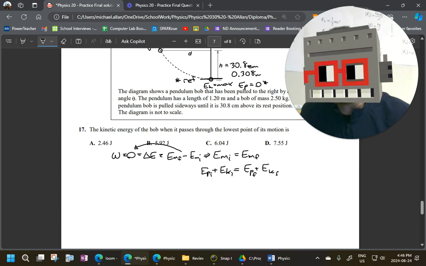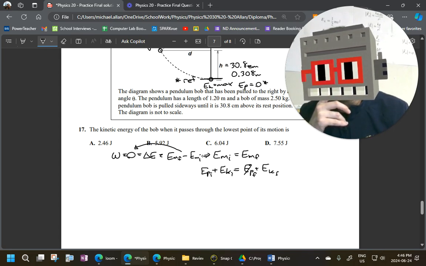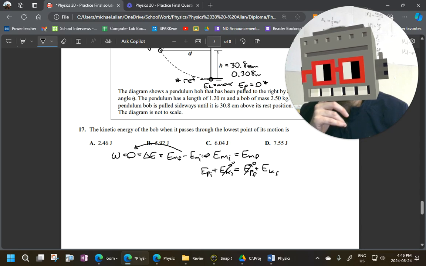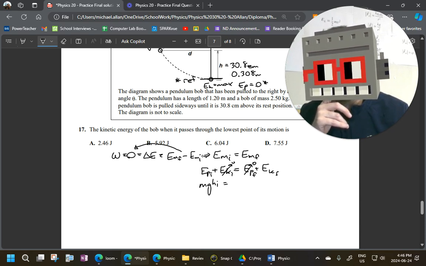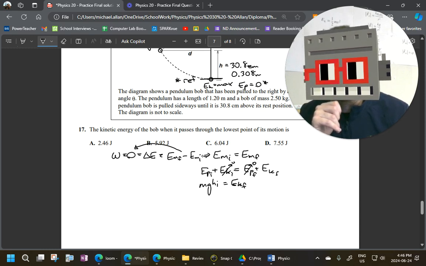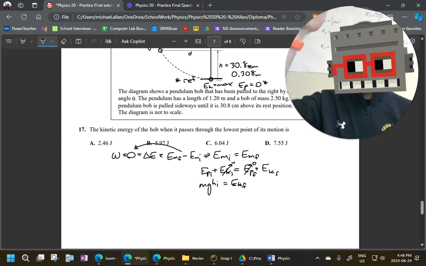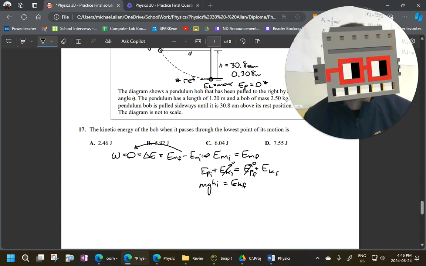So I'm trying to find the final EK. My EP initial here is 0. My EK initial is 0. So all I have here is my mg initial height, and that's equal to my EK final. And remember, this is vertical height, so I don't have to worry about any weird angles. It's just literally straight up that point some meters.